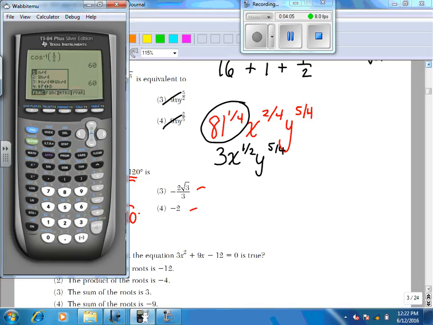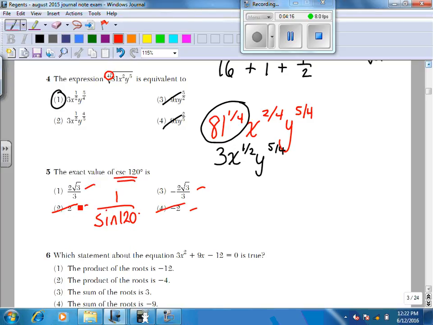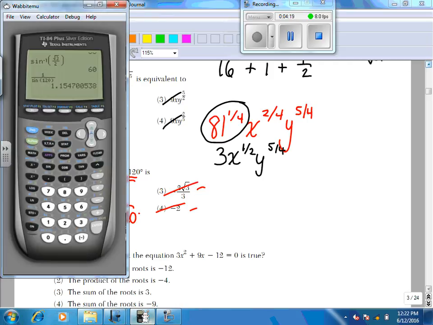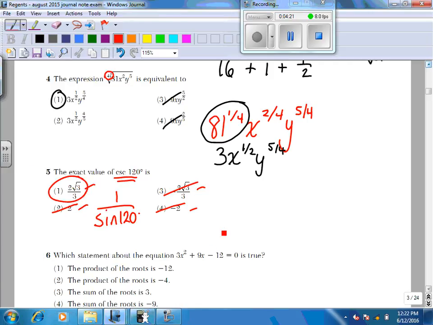Make a fraction. 1 over sine 120. 1.547, etc. Well, obviously that's not this or this, and it's not negative, so it sort of forces it to be 2 square root of 3 over 3.